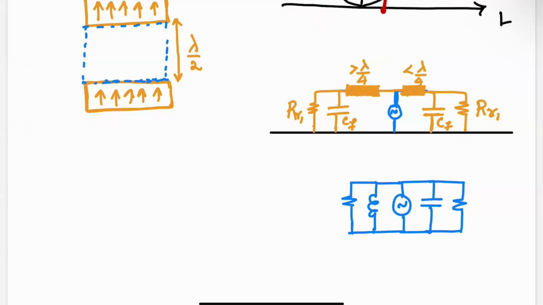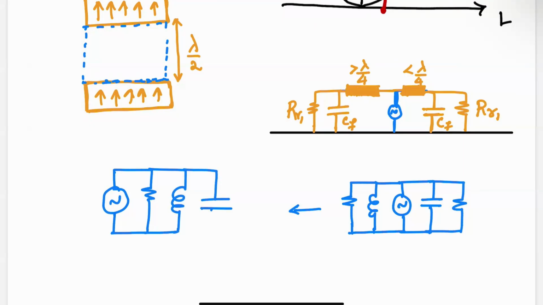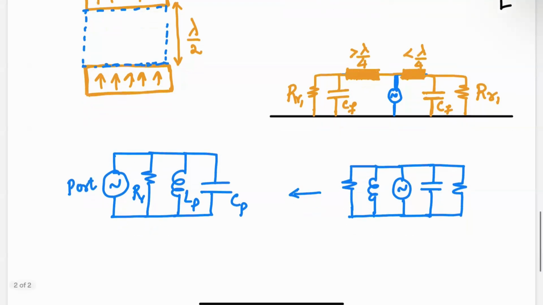Now these are all in parallel because we've gotten rid of those transmission lines. So this is nothing but a port and a parallel RLC network. This is our radiation resistance, the total radiation resistance. This is, let's say, the patch inductance, and this is the patch capacitance. This is our port.